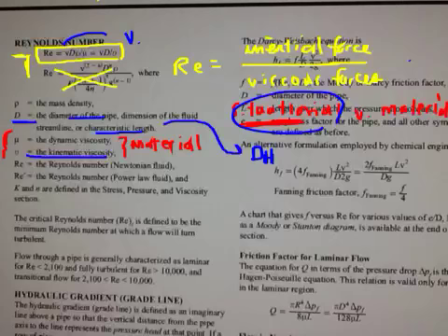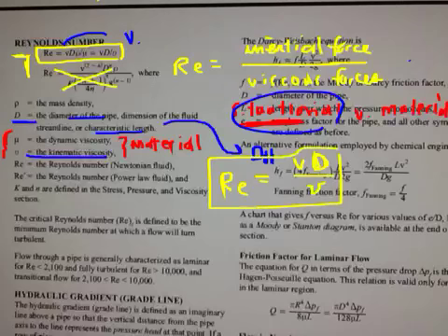So let me just rewrite this term over here. The Reynolds number is equal to V times D, velocity times the characteristic length, I'm going to write diameter here, divided by the kinematic viscosity. Here's the term. And it's the same thing as a ratio of inertial forces to viscous forces.